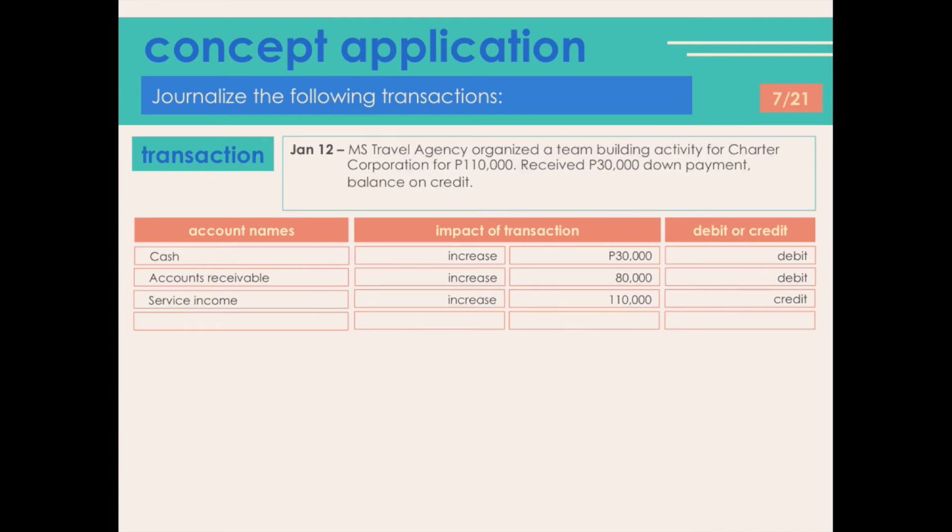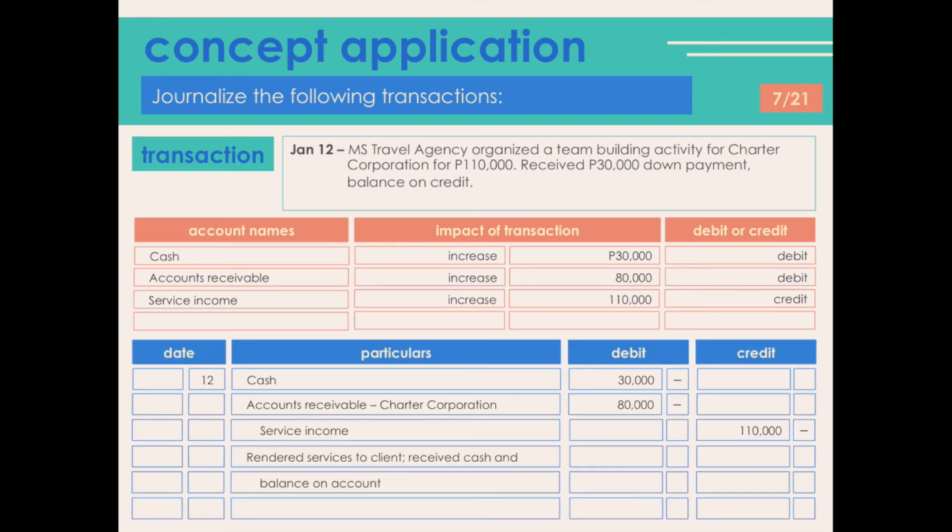January 12. Emma's travel agency organized a team building activity for Charter Corporation for 110,000 pesos. Received 30,000 down payment, balance on credit. Here, the value received by the company would be the cash of 30,000, which represents the down payment, and the right to collect the remaining balance in the future, or accounts receivable of 80,000.